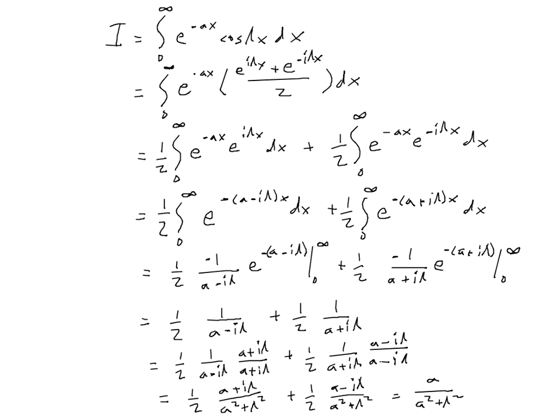All right, now this is the part where I get to start showing you some tricks, now that we know how to do that one. So let's suppose you have the integral from 0 to infinity of e to the minus ax cosine lambda x times x dx. So it's basically the same integral I just solved, only you have this extra factor of x in here.